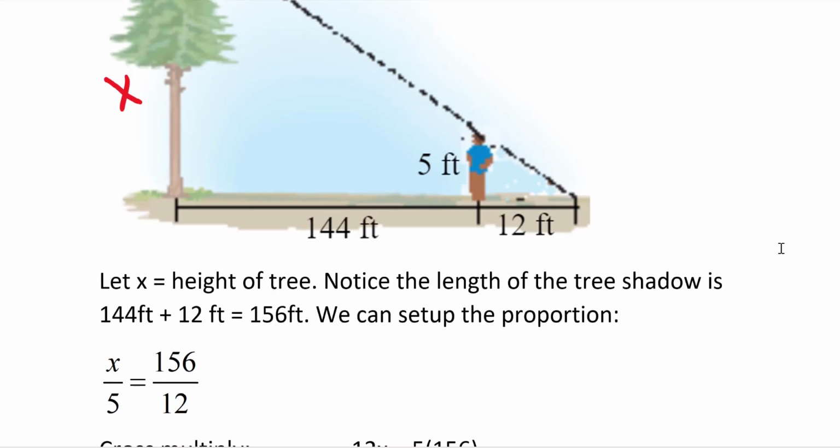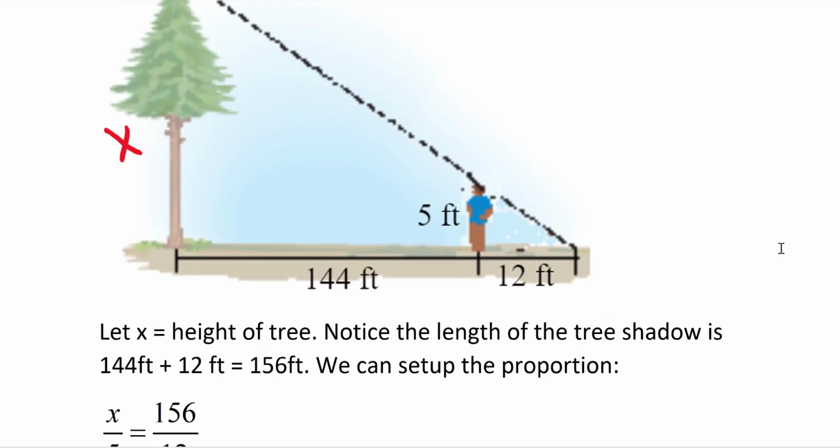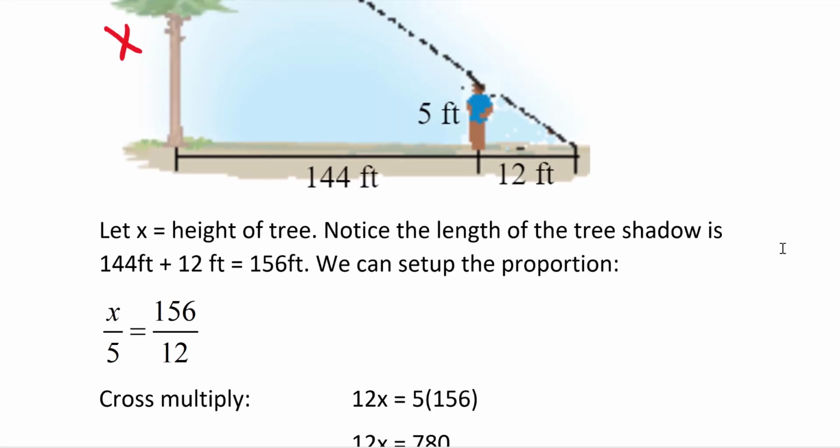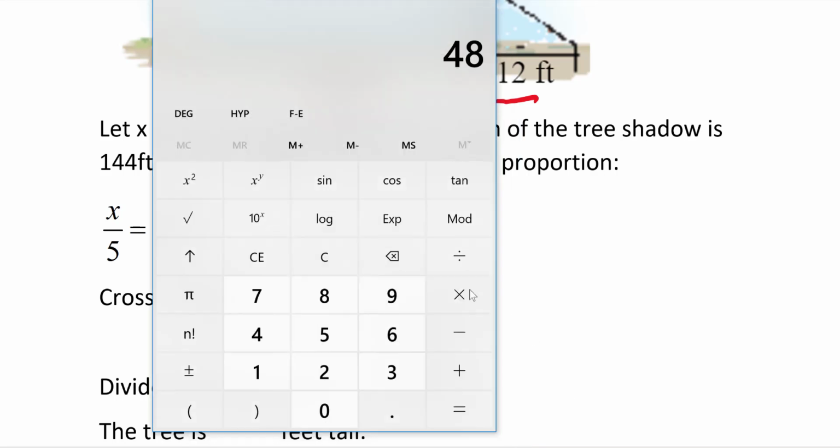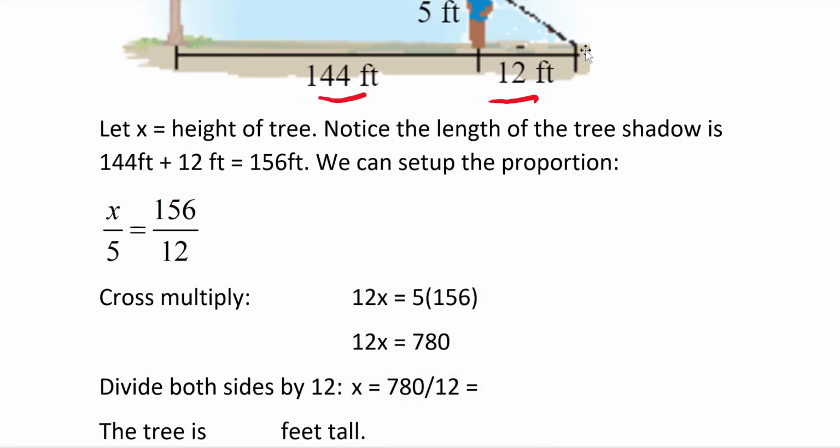And we can set up the proportion. X is to 5 as 156, I had to add these two lengths together, is to 12. Cross multiply, divide both sides by 12. And so the height of the tree is 65 feet.